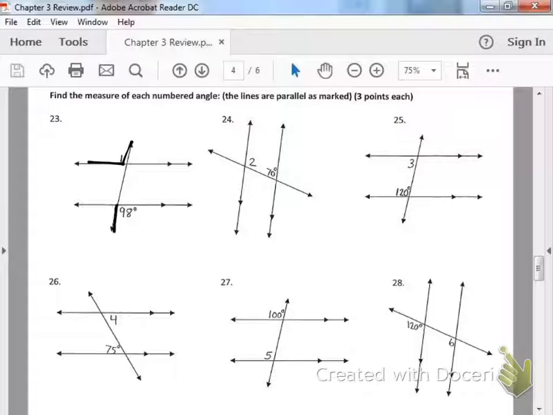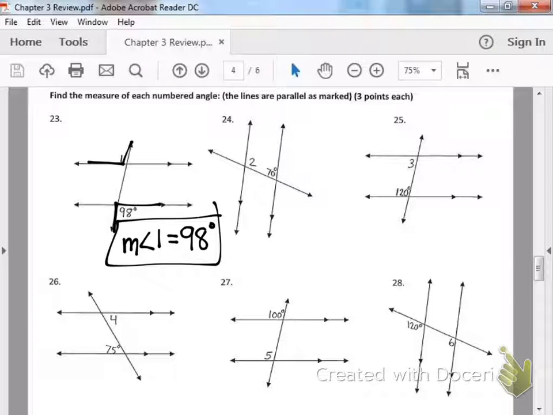What type of angles do I have here? These are what? Alternate exterior angles. And alternate exterior angles are? Or they're equal. So what's the measure of angle 1? 98 degrees.